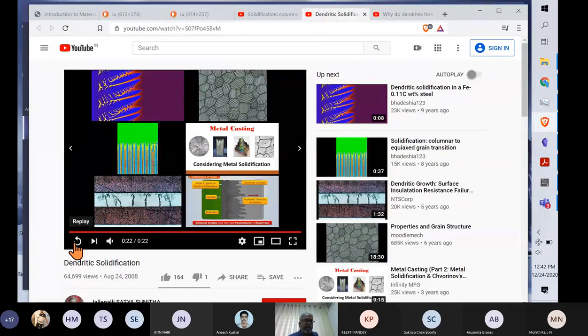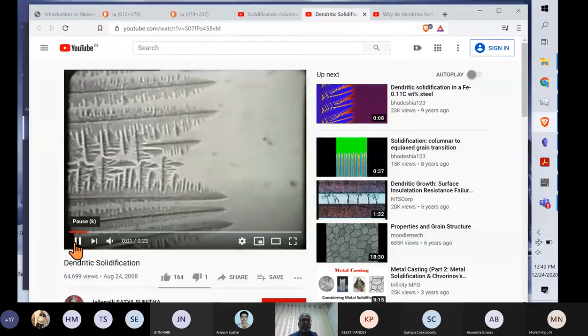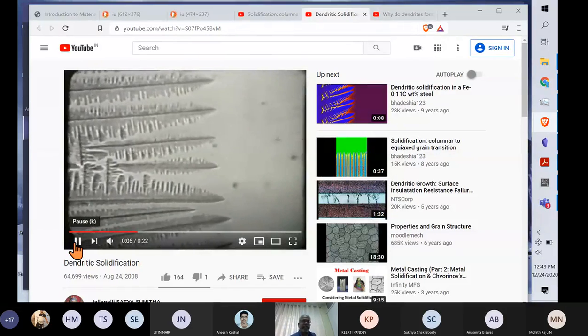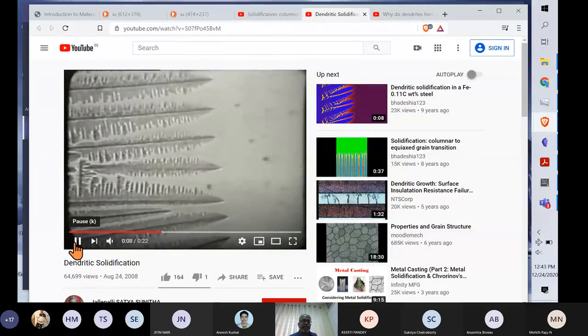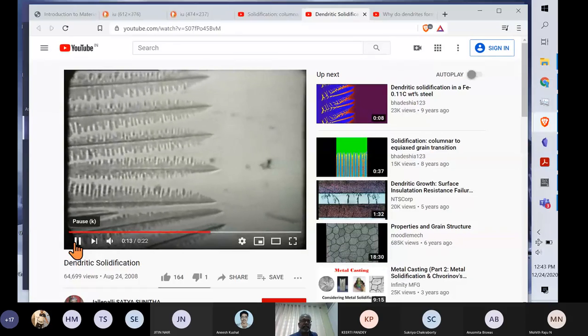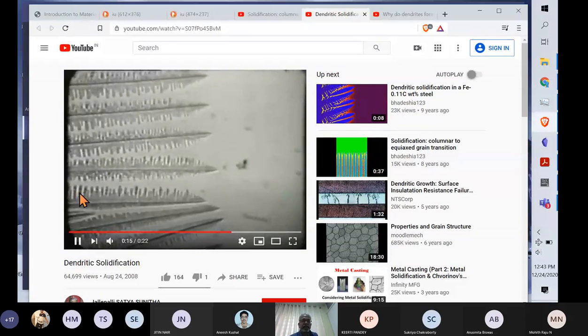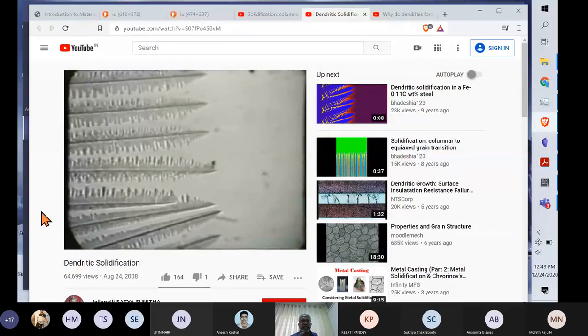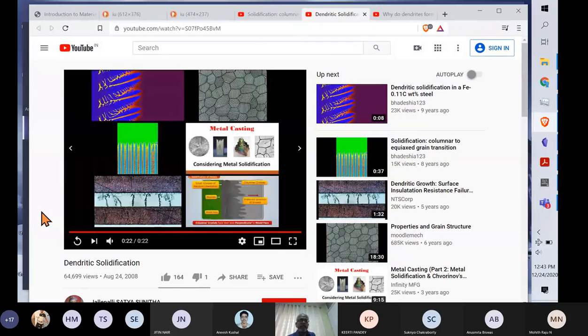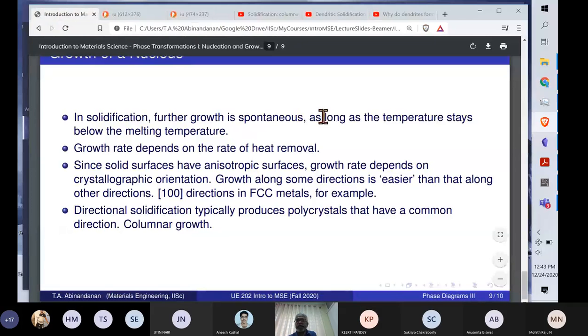And dendritic solidification is a practical example of solidification. So you have to create the right conditions for producing them. So you can see these crystals growing in this directional fashion. Obviously, in this video, the heat is being extracted in the leftward direction. And so you see all these grains growing quite nicely. Okay, that's about it. And I will stop now.